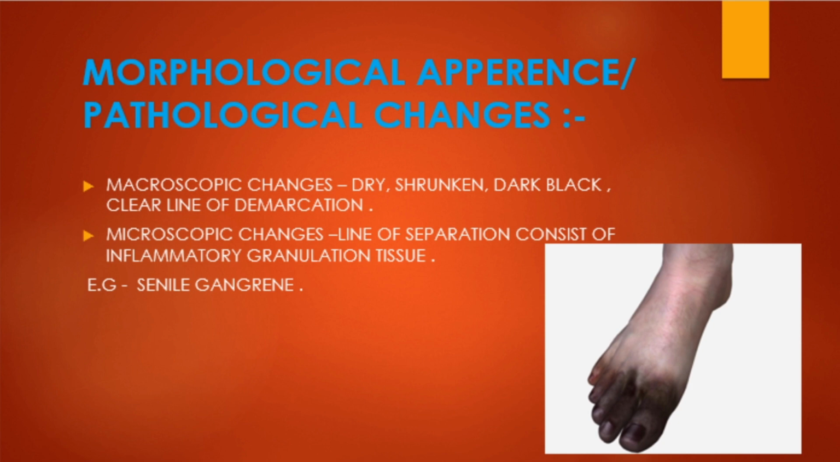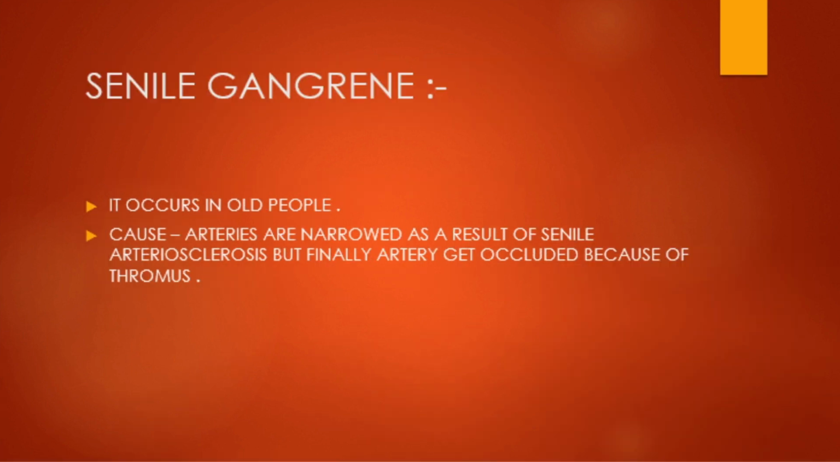Now what is senile gangrene? It occurs in old people. The cause of senile gangrene is that the arteries are narrowed as a result of senile arteriosclerosis, and finally the artery gets occluded because of a thrombus, then senile gangrene occurs.